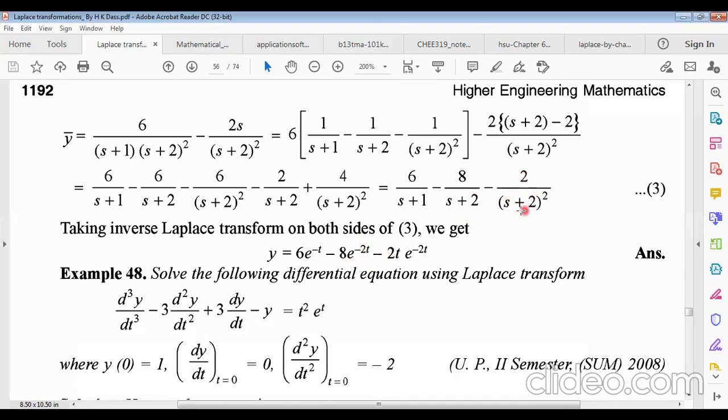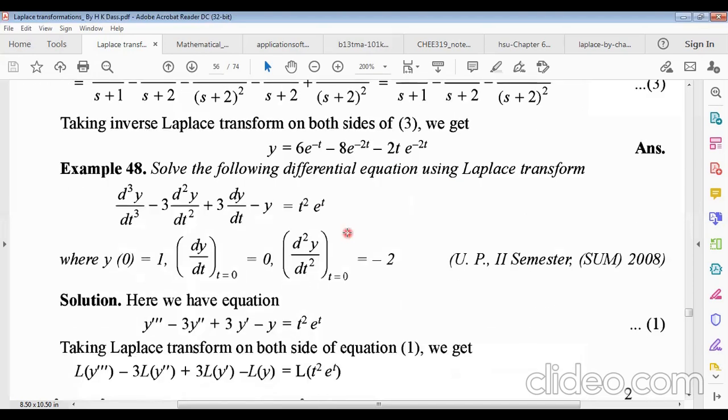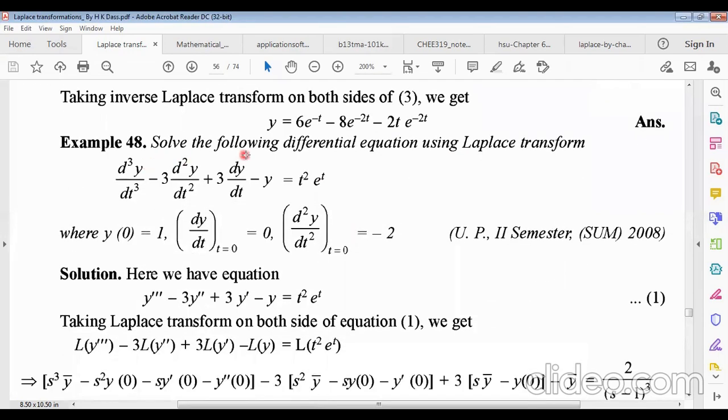So 2 divided by (s plus 2) whole square will be what? Multiplied with t property, t into e to the power minus 2t. So remember it, we have to follow the first lecture, second lecture, and third lecture. Then you can follow this lecture. Now solve the following differential equation, this is the third order differential equation.